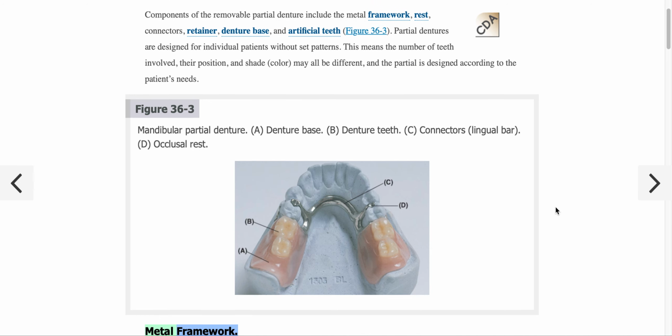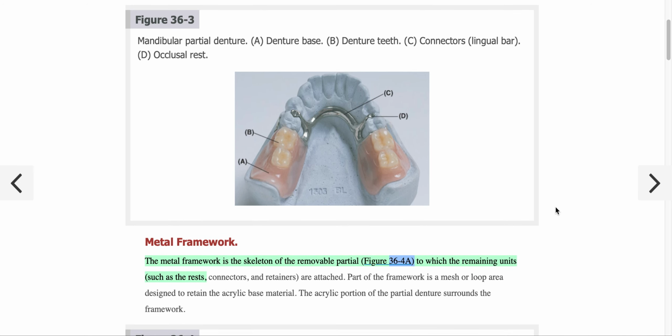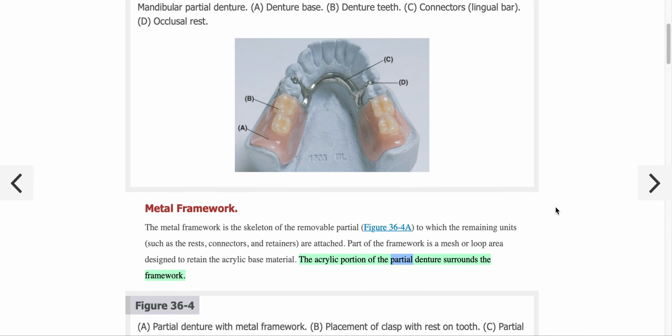Metal framework. The metal framework is the skeleton of the removable partial, figure 36-4a, to which the remaining units, such as the rests, connectors, and retainers, are attached. Part of the framework is a mesh or loop area designed to retain the acrylic base material. The acrylic portion of the partial denture surrounds the framework.